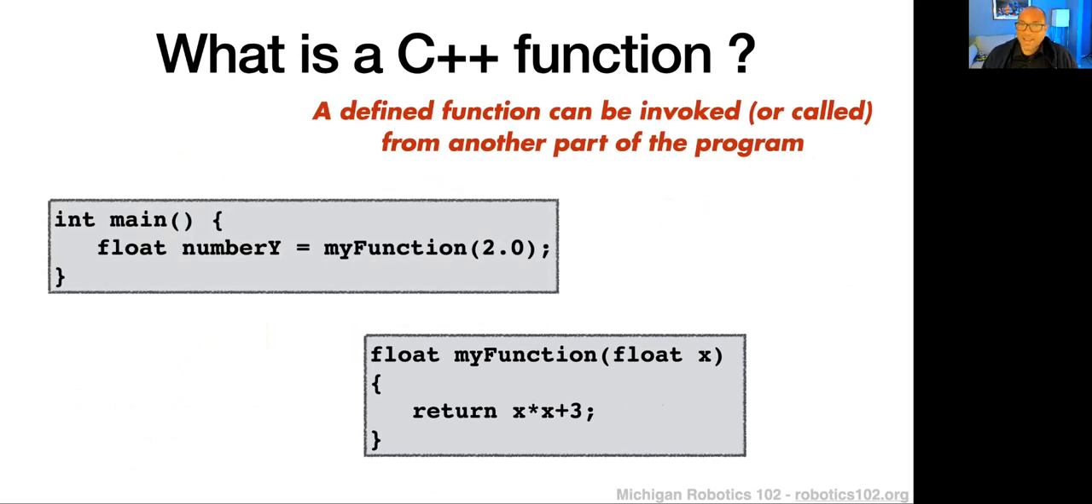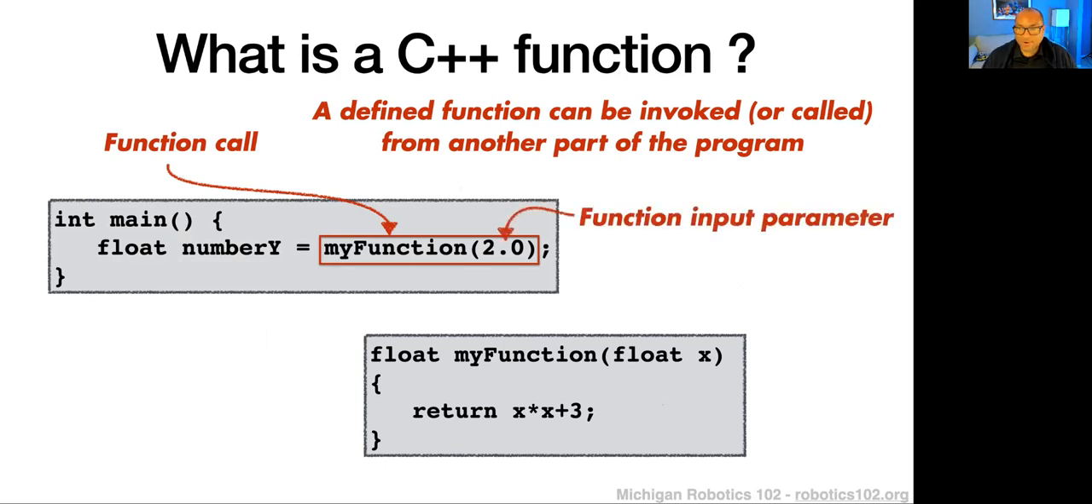So our main function can invoke the function we've defined called my function. Any function can invoke any other function. In this case, our main function is going to call the function that we've defined. And this function call is going to pass execution to another function, to our my function.